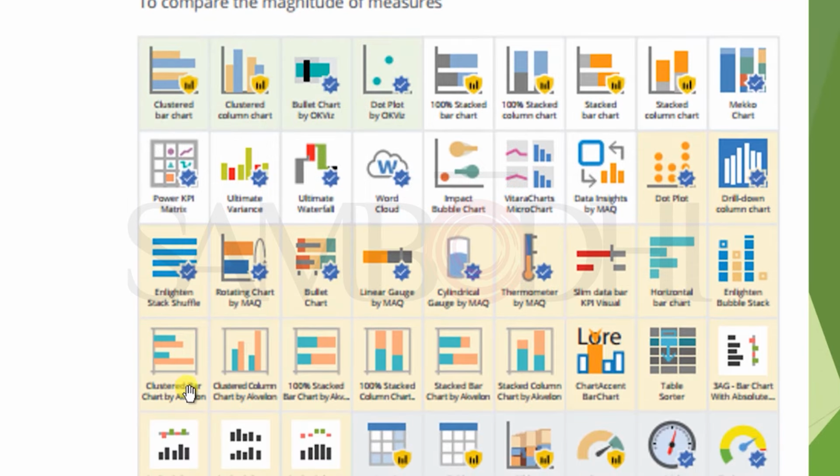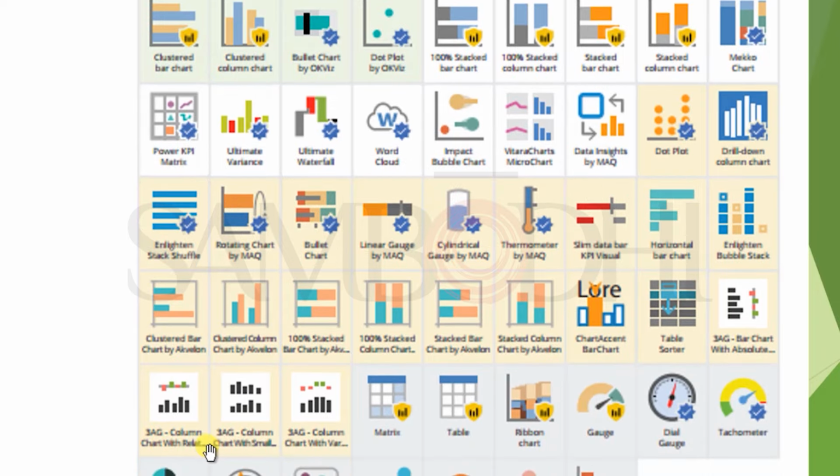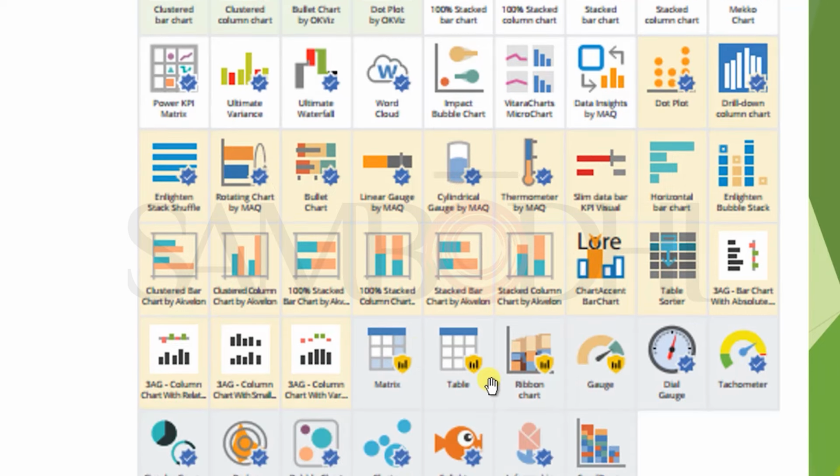And again, these are not certified ones. These are not available on App Stores. You would have to search for them separately. Chart accent bar chart, 3AG bar chart, SAG column chart. So these are available, however, they are not certified and okayed by Microsoft. This is matrix, the table. These are default, made available by default in your system.